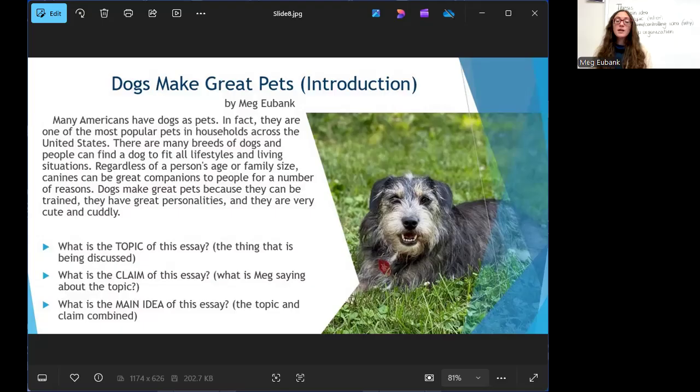It says, many Americans have dogs as pets. In fact, they are one of the most popular pets in households across the United States. There are many breeds of dogs, and people can find a dog to fit all lifestyles and living situations. Regardless of a person's age or family size, canines can be great companions to people for a number of reasons. Dogs make great pets because they can be trained, they have great personalities, and they are very cute and cuddly.